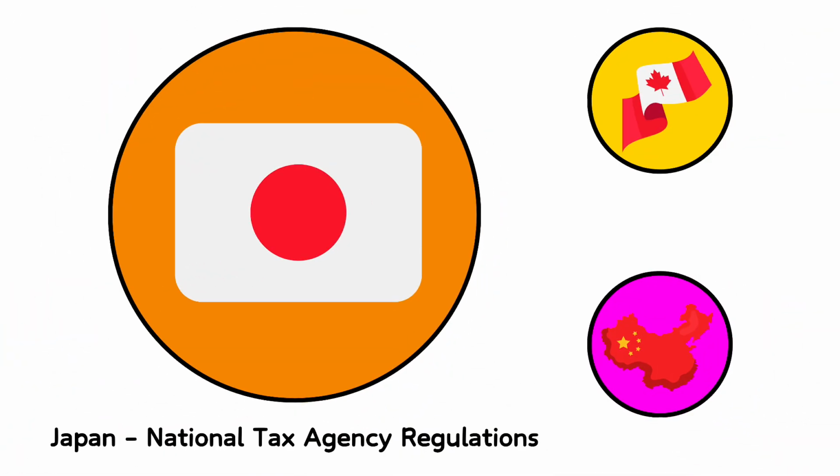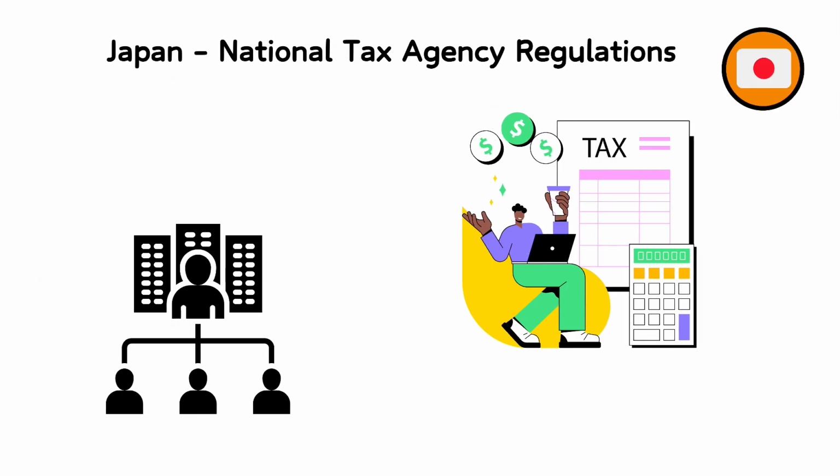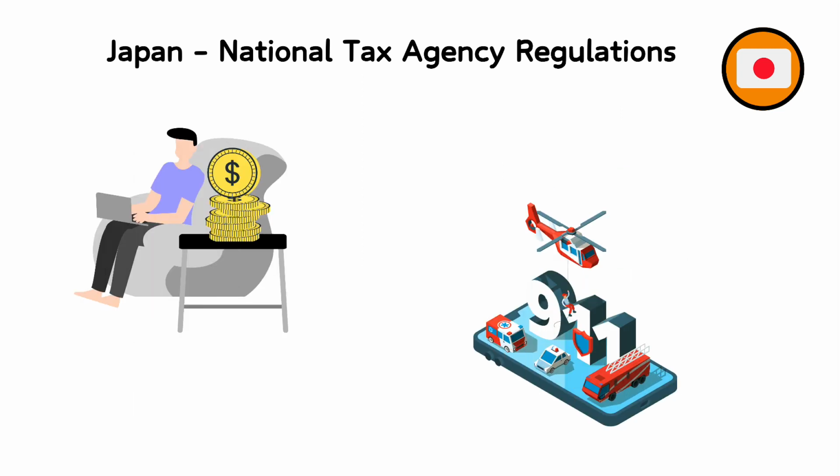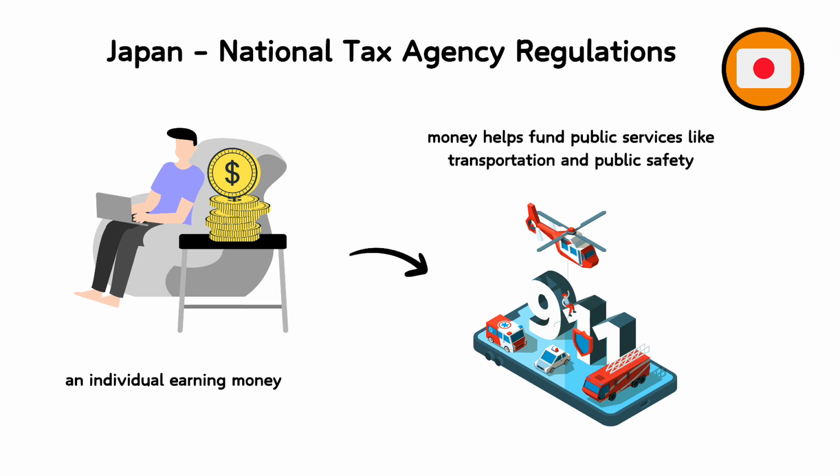Japan National Tax Agency Regulations. Japan's tax system is managed by the National Tax Agency, and it includes rules on different kinds of taxes such as income tax, corporate tax, and sales tax, similar to VAT. This system makes sure that whether you are an individual earning money or a company making profits, part of that money helps fund public services like transportation and public safety.